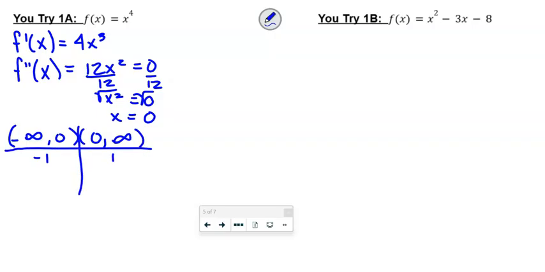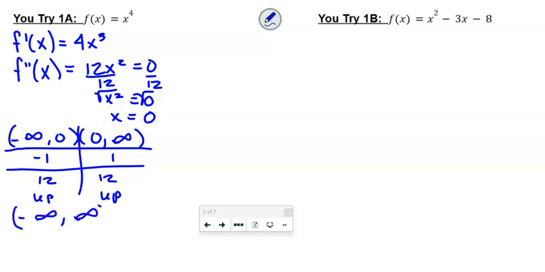So I'm going to do my negative 1 and my 1 here again. And so negative 1 squared is going to be a positive 1, right? So that's just going to be 12 here. And this is also going to be 12. So this is up and up, concave up and concave up. So that means it's concave up from negative infinity to infinity, doesn't it? Okay, so that means there is no point of inflection for this one. This one has no point of inflection because it does not change from down to up or up to down.